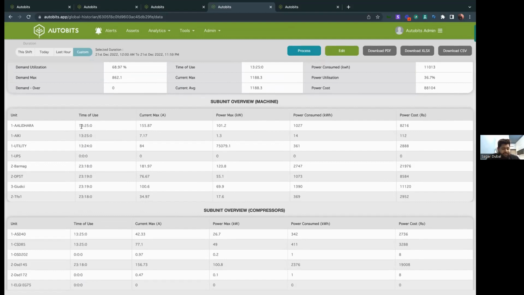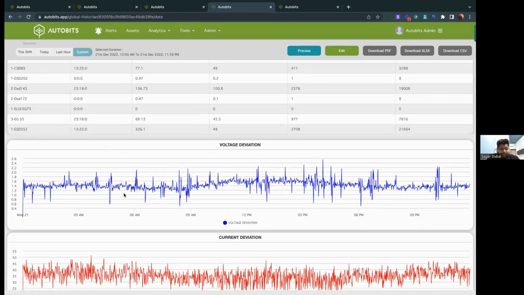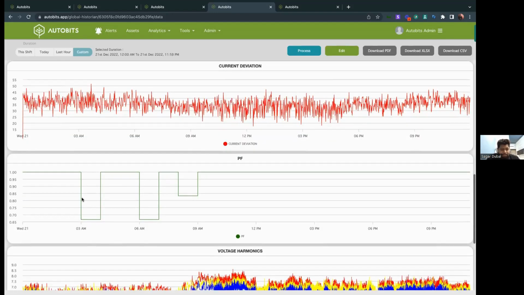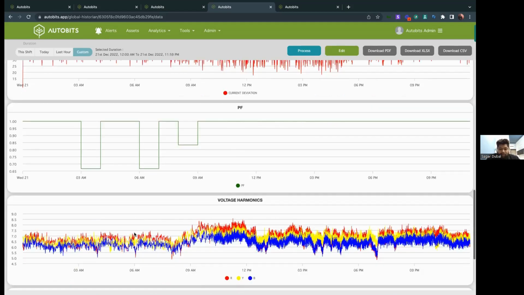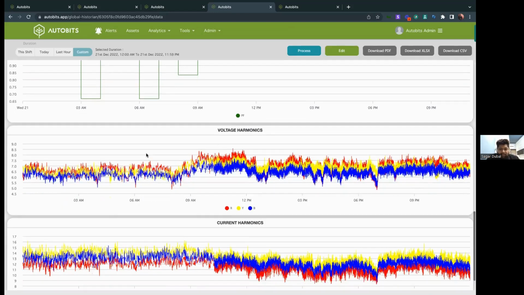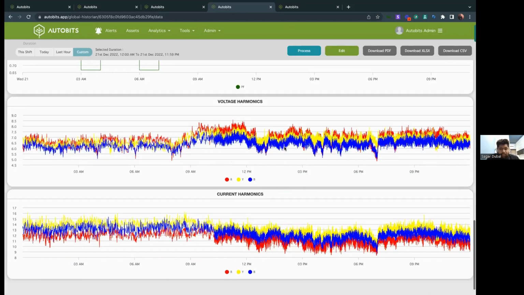Then per unit, how much time of use was there? Maximum current, power cost, and power cost over here. So 8,000 rupees here, 100 rupees here, 3,000 here, 22,000 here. So that way I've got it for everything. Then the voltage deviation which was there, current deviation, power factor. So I can see at night time my power factor was low. Otherwise it was all good. The harmonics we are able to see over here. What is the level of harmonics over here?